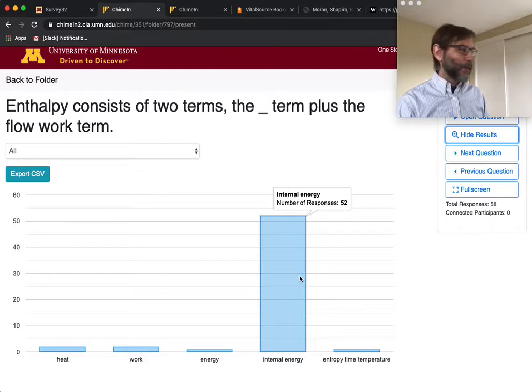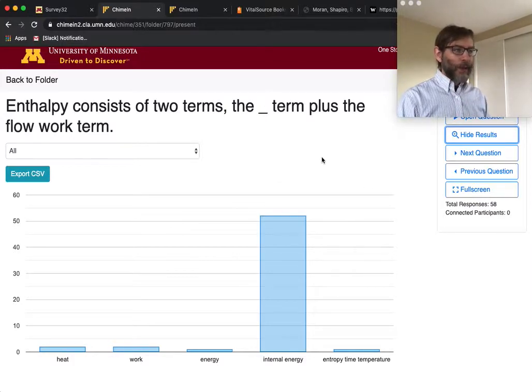52 people did that and got internal energy as the right answer. So enthalpy is internal energy plus a flow work term: H equals U plus P times V. Okay? Really important to know. It will definitely be an important factor for the final exam that you'll have to understand. Okay, let's move on to new material.